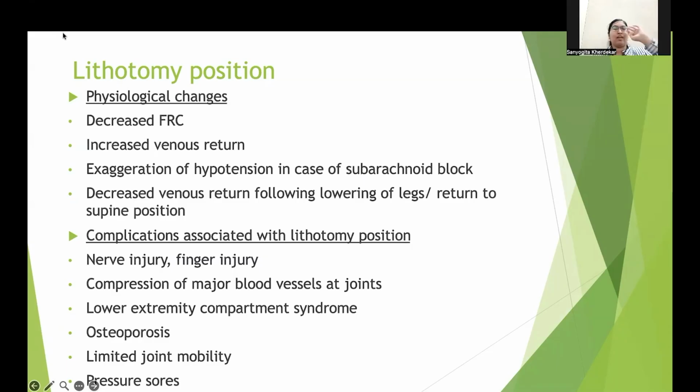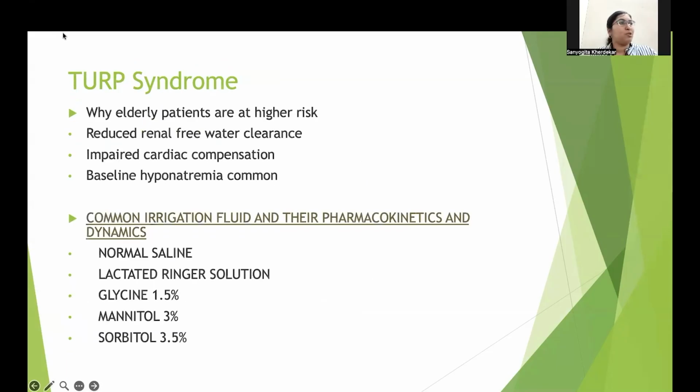And the next three are more because of the geriatric patients. They may have osteoporosis, limited joint mobility, and pressure sores. Coming to TURP syndrome, this is the most common thing that we have to focus on during TURP surgery. Why are elderly patients at higher risk? Because there is a reduced renal free water clearance. All the irrigation fluid is not getting cleared as rapidly as in a young patient. Impaired cardiac compensation and baseline hyponatremia are common in geriatric patients.